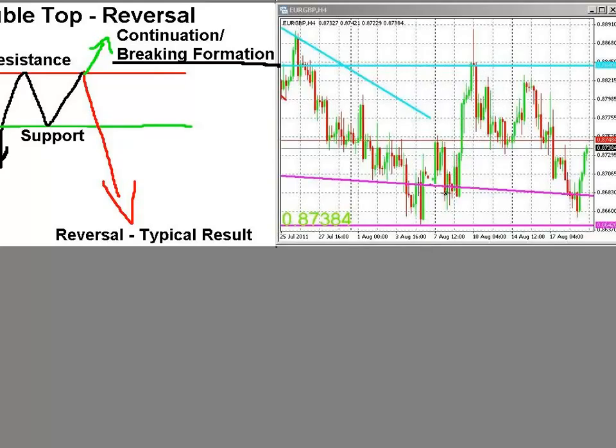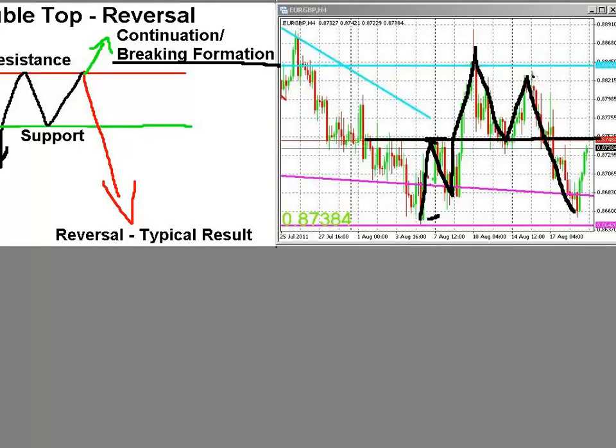So it's going up, right? So up, then go down, then up again, and then down. 4-hour chart. So this is the resistance before, which becomes the support.